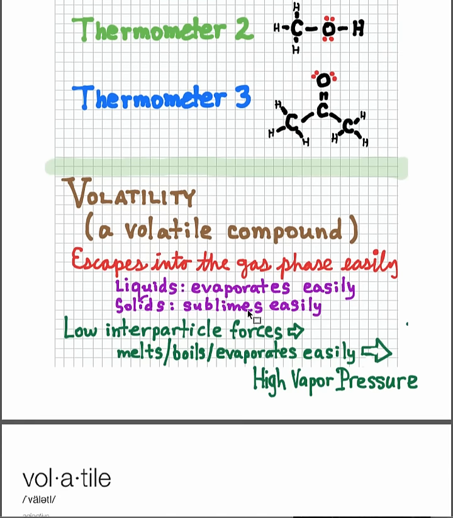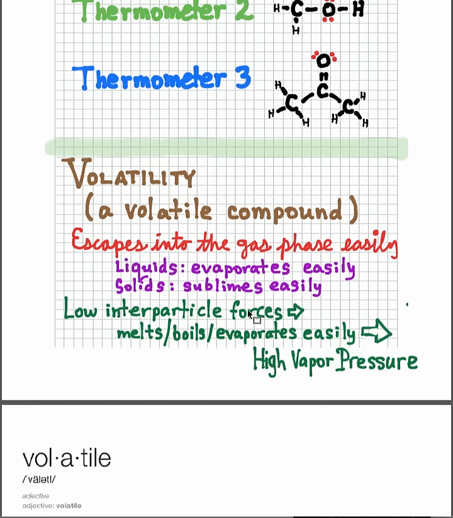Here's a definition you probably should know. Volatility. Volatility is a measure of a liquid's ability to escape up into a gas, or it could even be a solid subliming easily into a gas. So if a solid or a liquid is volatile, that just means it has low interparticle forces in the sample, it melts or boils or evaporates easily, and has a high vapor pressure.